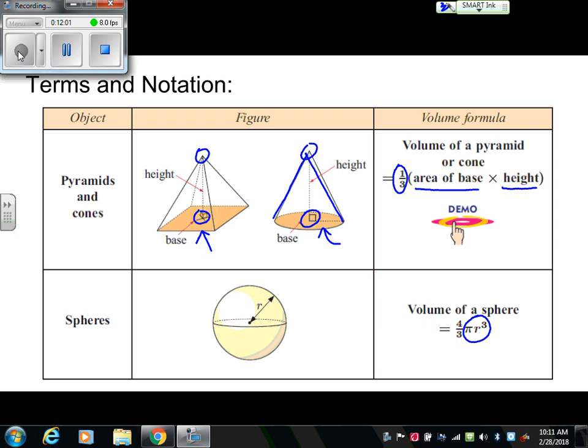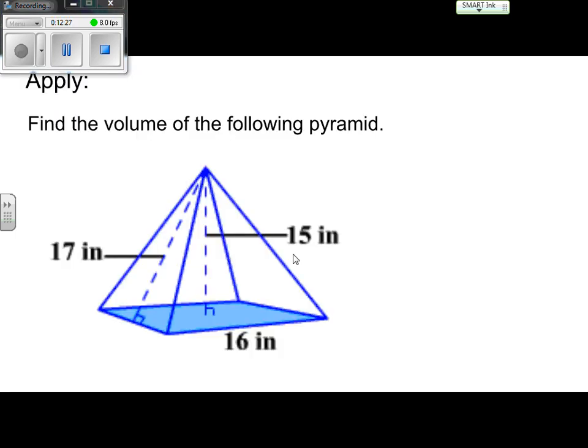Something I would point out, when we were finding surface area, we did multiply our pi r squared times 4. And so that's got some similarities. And then you'll notice that both of these have a 3 in the denominator, both for pyramids and cones as well as spheres. So that's my best attempt to sort of make some connection between what we already know and these new formulas here. Let's do 2 more examples.